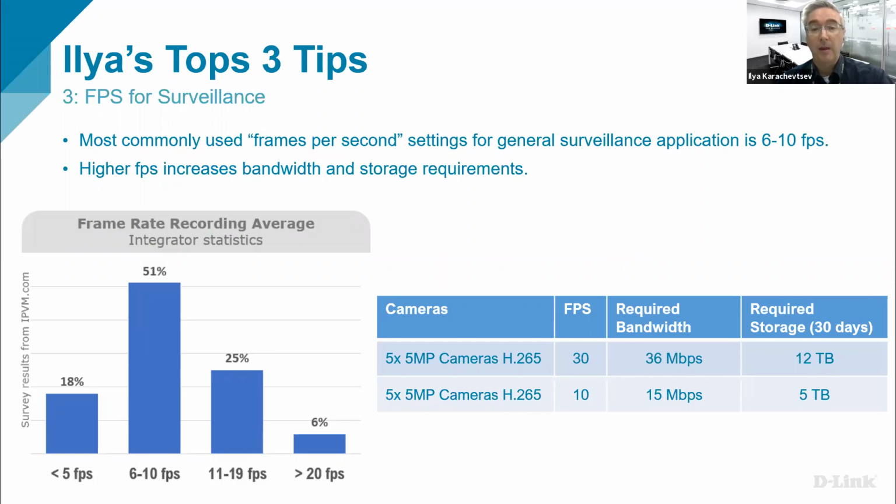So with 30 frames per second, it is 12 terabytes that you would need for 30 days recording, and with 10 frames per second, it's only 5. There are solutions, obviously, say in the software. If you're using, say, DVCam professional software, it actually allows you to boost your recording. So to record at lower frames per second, but whenever it detects motion, it can increase the frames per second. But as I said, for the majority of surveillance scenarios, 10 frames per second is enough.